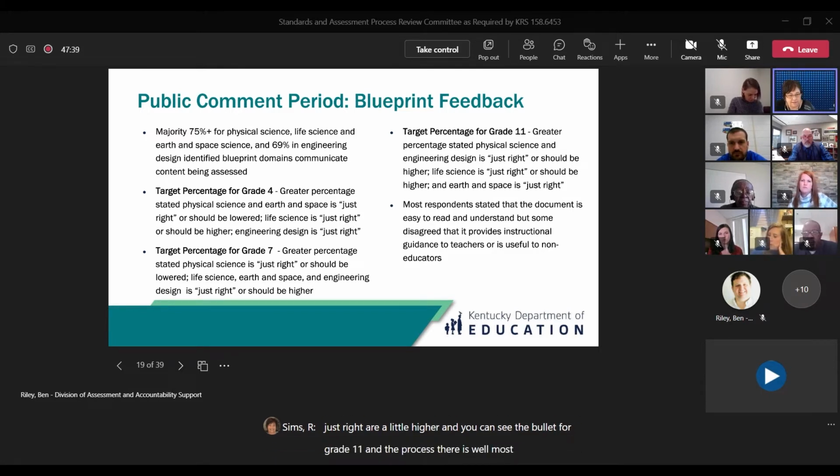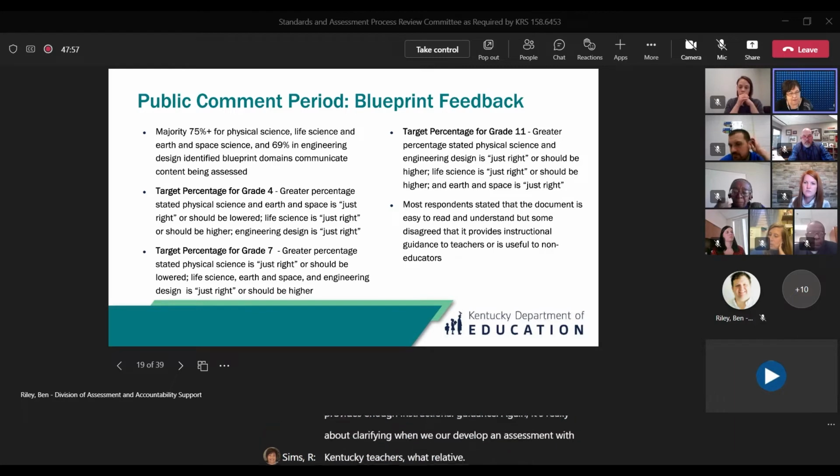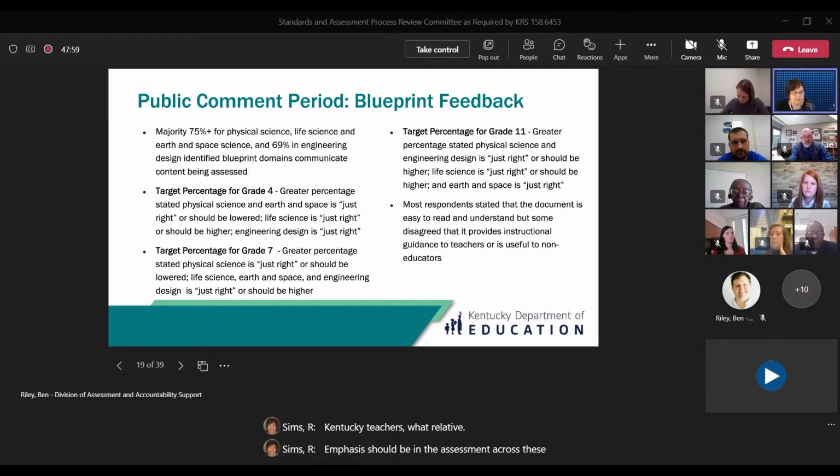Most respondents stated the document is easy to read. They understood it, but some disagreed that it provides enough instructional guidance. Again, it's really about clarifying, when we develop an assessment with Kentucky teachers, what relative emphasis should be in the assessment across these broad content areas.